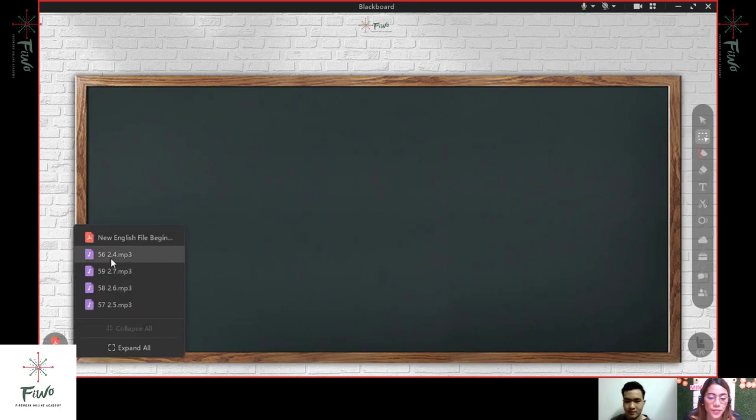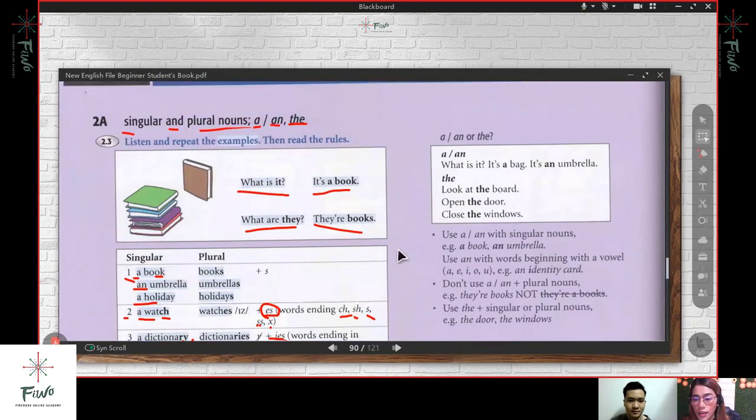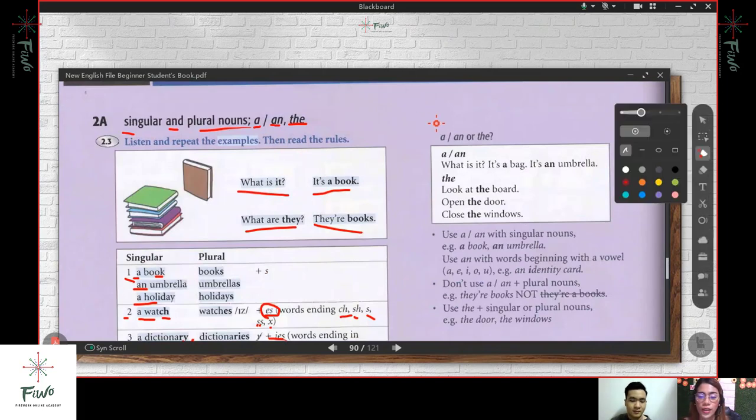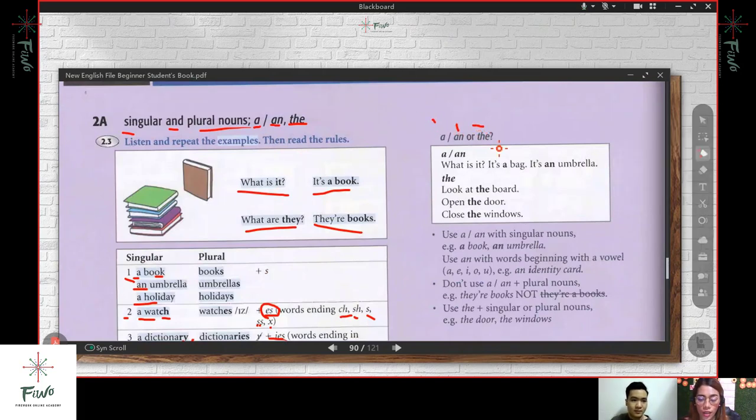So, okay. Let's continue here, I think. So, let's learn a, an, or the. So, can you read? What is it? It's a bag. It's an umbrella. It's an umbrella.